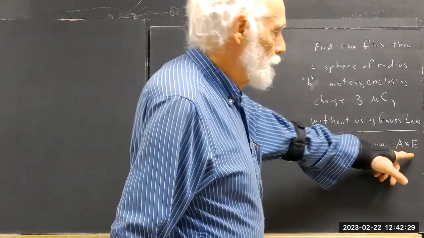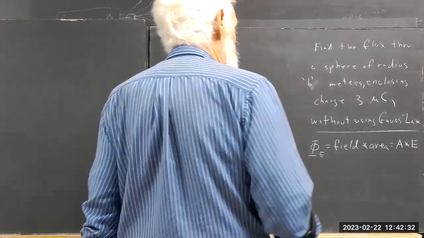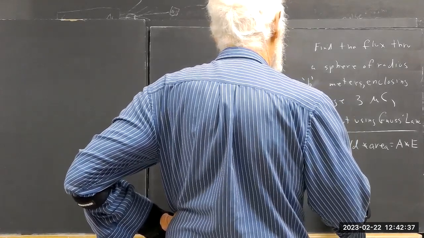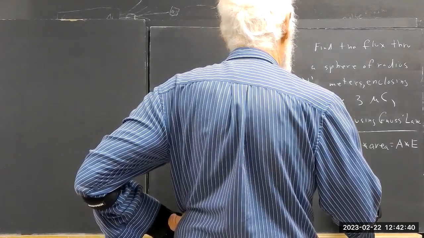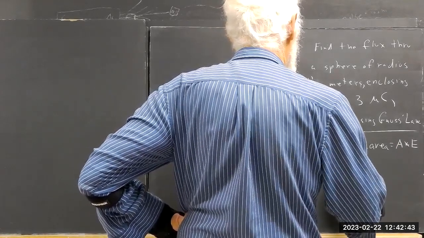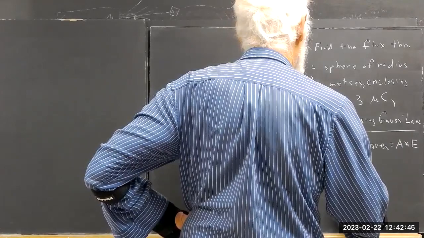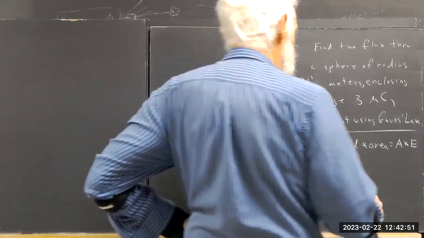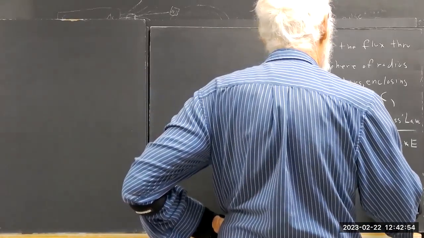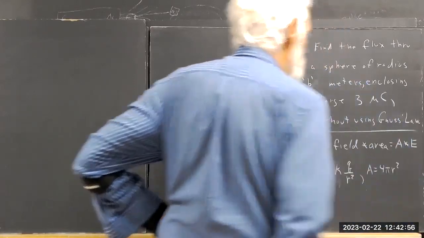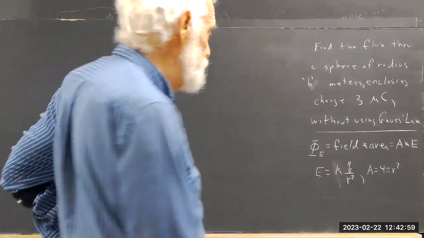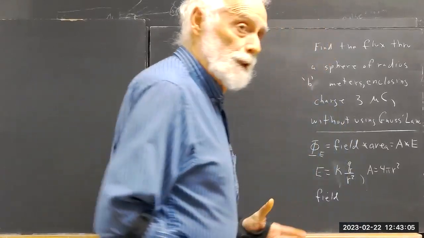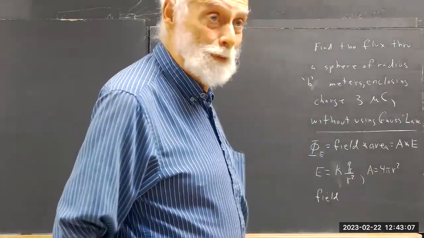We use E for the electric field, we use A for the area. Okay, E is kQ over R squared, and the area is 4 pi R squared. Here's an important step. I didn't expect anybody to write it out, and I was satisfied with this much.